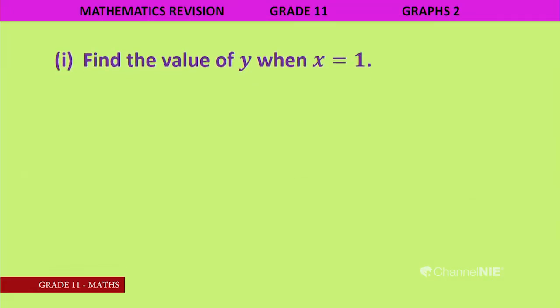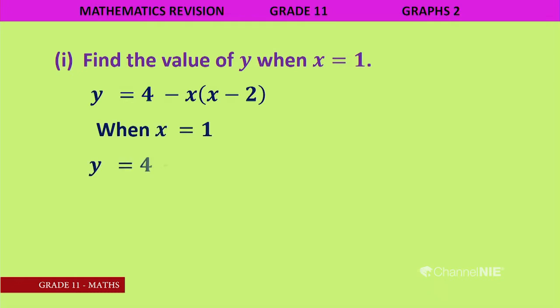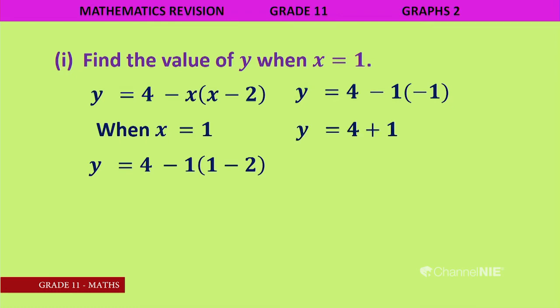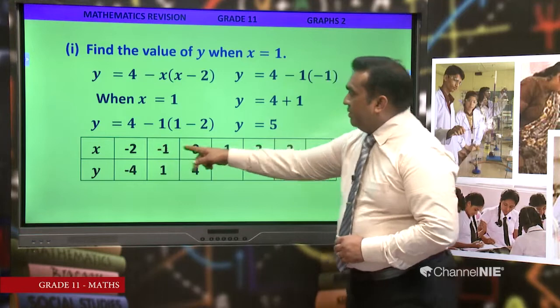Our first question: find the value of y when x equals 1. This is the given equation, y equals 4 minus x times x minus 2. Now substitute 1 here: 4 minus 1 times 1 minus 2. In the bracket you have minus 1, so minus 1 into minus 1 is plus 1. Finally, you have y equals 5. Then this is the table of values.